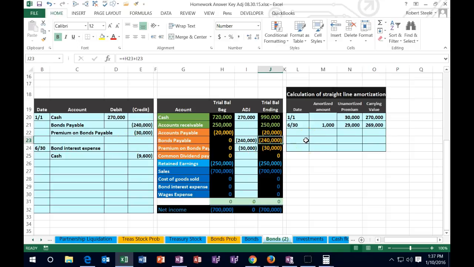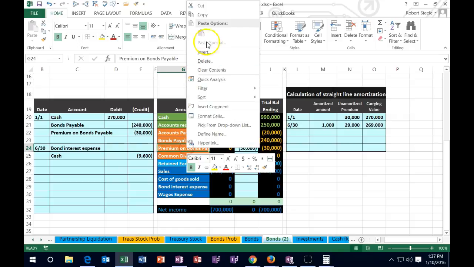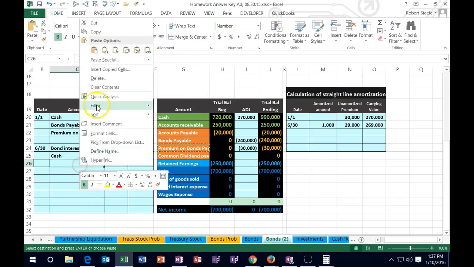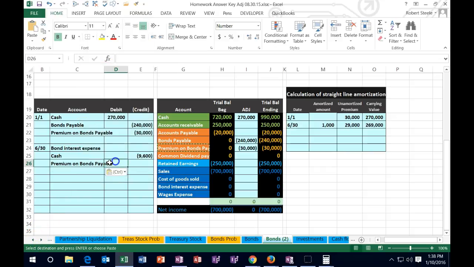So after we post this journal entry, we would assume that this amount is going to stay the same because we're not paying off any of the principal. This amount is going to go down to 29, and this minus this will be the carrying amount of 269. So we have to take this premium and reduce it by this $1,000. This has a credit balance, therefore we're going to do the opposite, which in this case would be a debit. So I'm going to copy that, right click and copy, put this over here in C26, right click and paste, and we will debit that amount for $1,000.